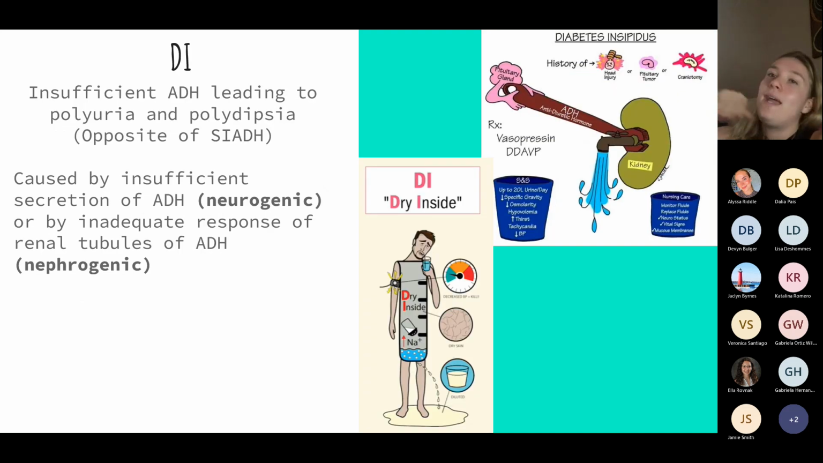Diabetes insipidus, think dry inside. So I don't have enough ADH. So essentially, whatever water I have or whatever water I put in, it's going right out with these patients. We have neurogenic DI versus nephrogenic DI. With neurogenic, think a problem with my brain. Whereas if I have nephrogenic DI, this just means there's a problem with my kidneys. Maybe my kidneys just aren't receptive to ADH being produced. But a neurogenic problem would be my brain simply not producing any ADH. And the only way to treat diabetes insipidus is to give us vasopressors.